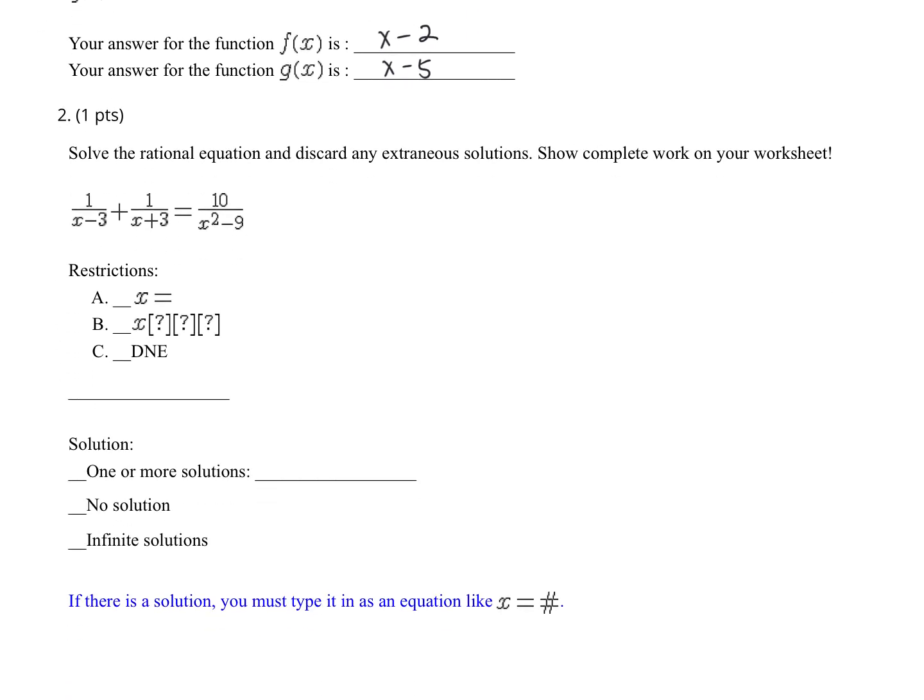Number 2, solve the rational equation and discard any extraneous solutions. Show complete work on your worksheet.